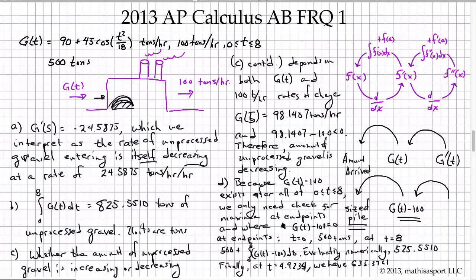And so for the maximum amount, we choose between the initial value, the final value, and the value where the derivative is 0. And this is the most. That's the maximal amount.